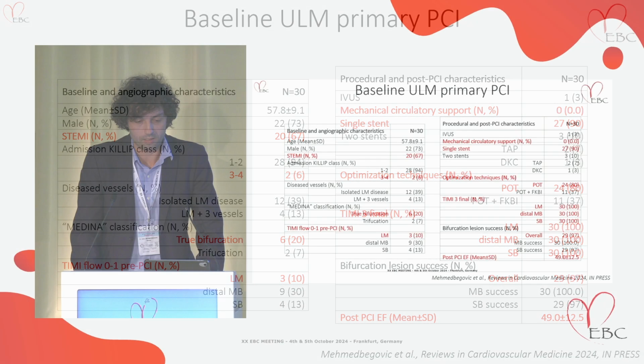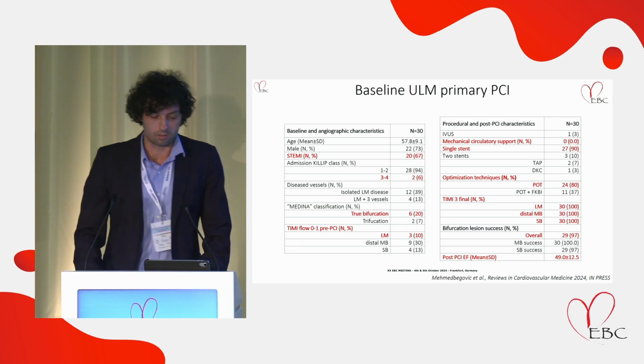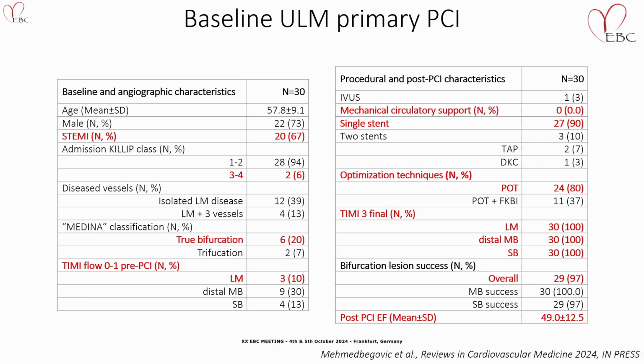They were uncomplicated clinically. Only 6% had cardiogenic shock. True bifurcation in 20%. TIMI-0/1 flow was spotted in 10% of the patients. Single stent strategy was used in 90% of the patients, with only 3 patients receiving 2 stents. Optimization techniques in 18%. We performed POT and kissing in 37%. And we ended up with optimal final results in all patients, achieving final TIMI-3 flow.